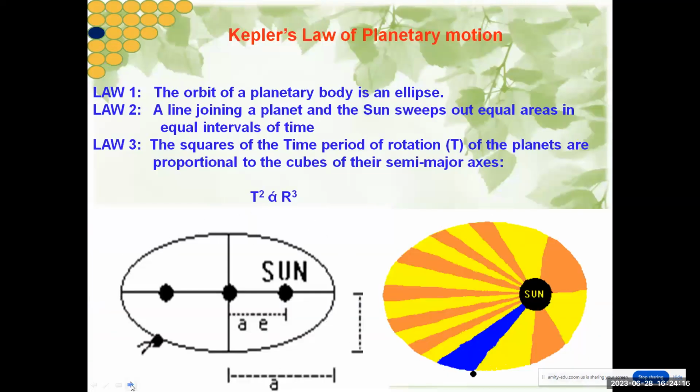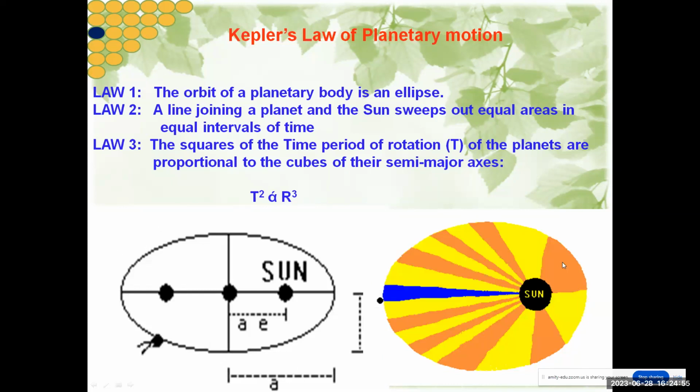And next one is Kepler's laws of planetary motion, because there are three laws: first, second, and third. The satellites work on the same principle as Kepler's laws. Kepler's first law tells us the orbit of a planetary body is an ellipse, like this one. The second is that the line joining a planet and the sun sweeps equal area in equal intervals of time. Here you can see the speed of a planetary body is higher when the distance is smaller, and the speed is slower when the distance is very large.